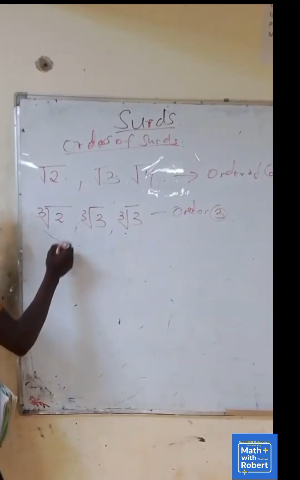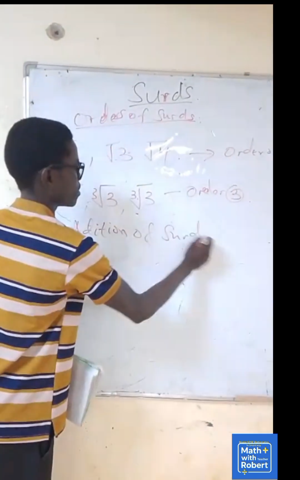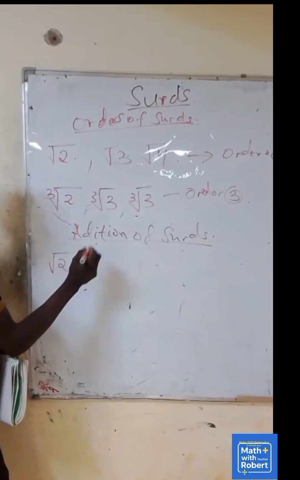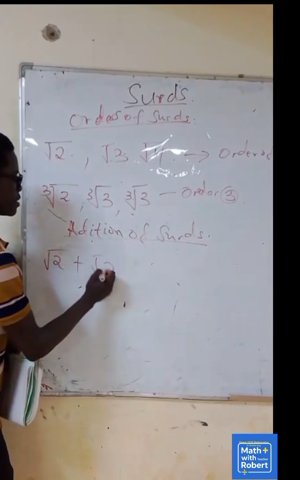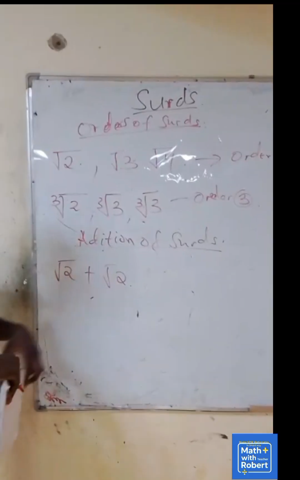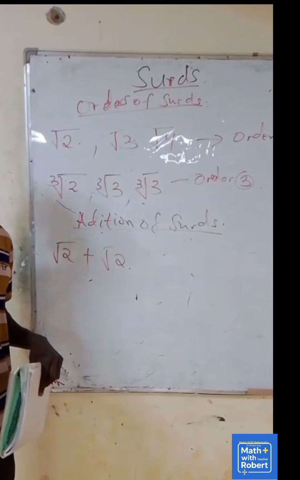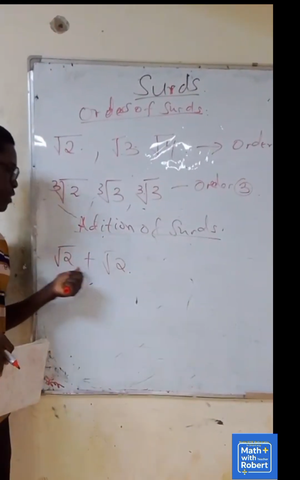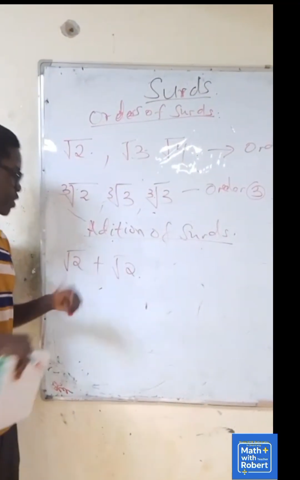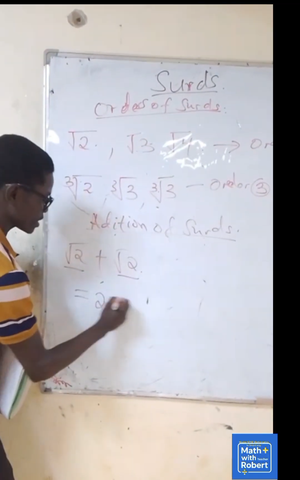So let us move to the addition of Surds. Let's look at the addition of Surds. So we have Surd 2 plus Surd 2. So they are the same. Surd 2 is the same as Surd 2. So in addition of Surds, we only add if the value inside the Surd is the same. If the values inside the Surds are not the same, then it will remain the way it is. But here the values inside the Surds are the same. So we will add Surd 2 plus Surd 2, then we will get 2 Surd 2.